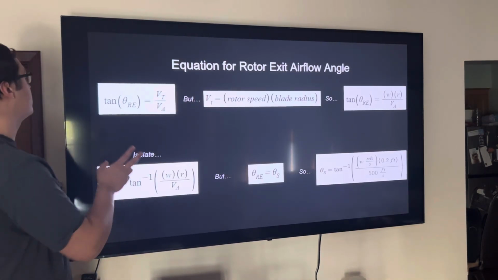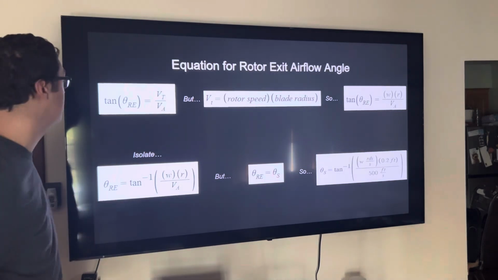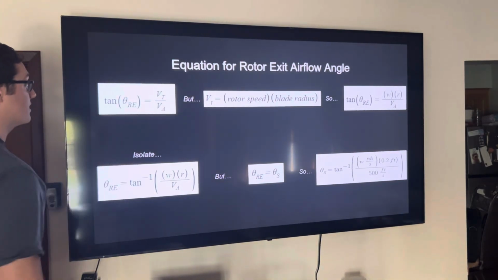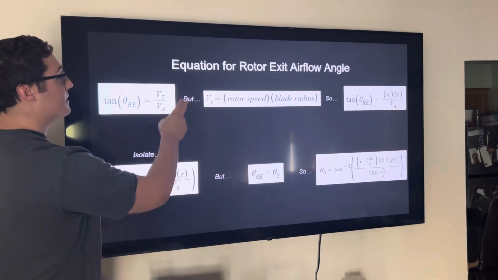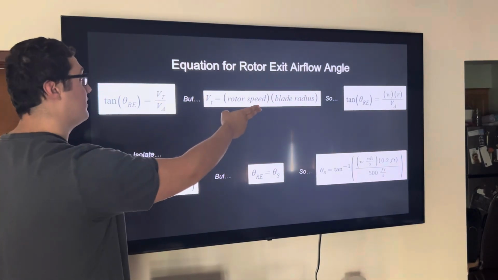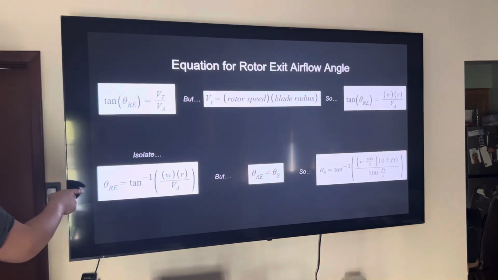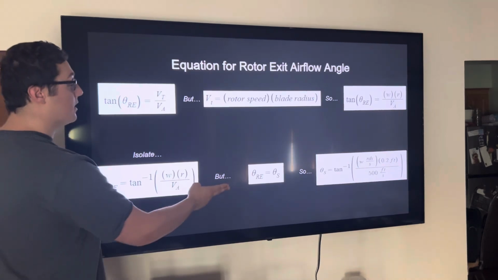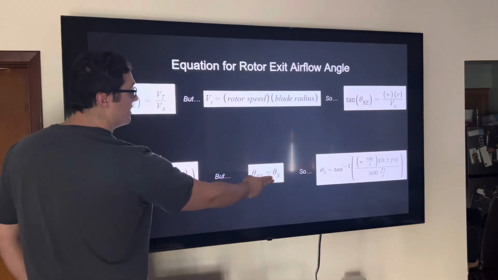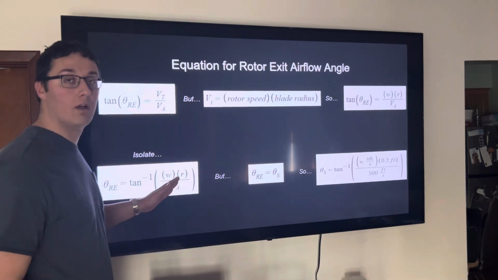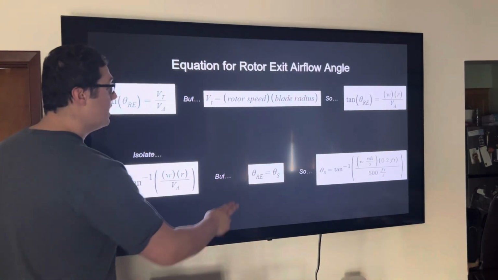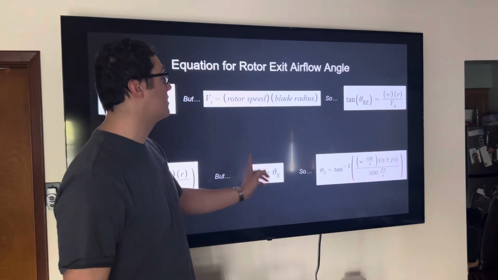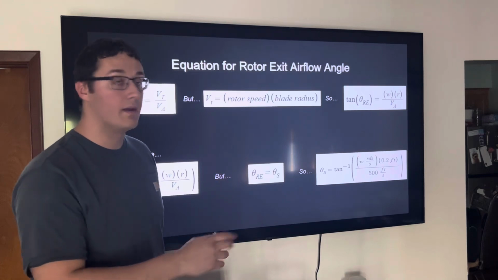We have our equation for the airflow leaving the rotor. The tangent of the airflow angle leaving the rotor is equal to our tangential velocity divided by our axial velocity. But really, our tangential velocity is just rotor speed times blade radius, so we can replace the tangential velocity with ω times R. Using some algebra, we move the tan over to make that arctan of ωR over V_A. But like I just said in the last slide, we want our stator vane angle to be equal to the angle of the airflow leaving the rotor, so we can say those two are equal to each other. So I substitute that in over here, and we have our optimal stator angle is equal to arctan of ωR over V_A.